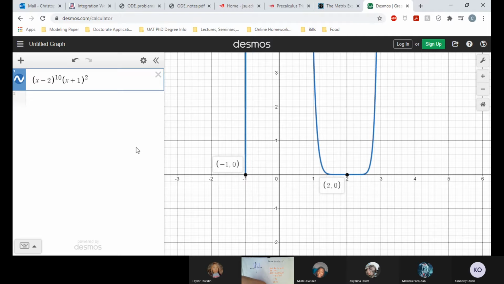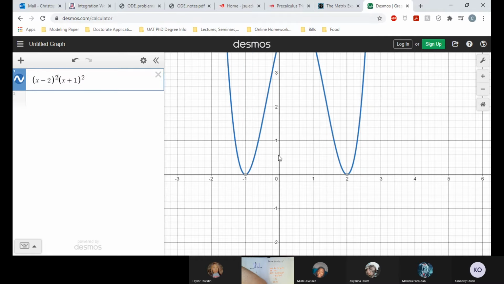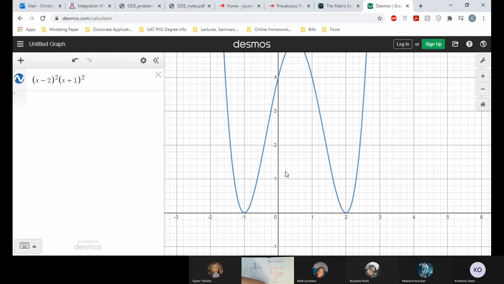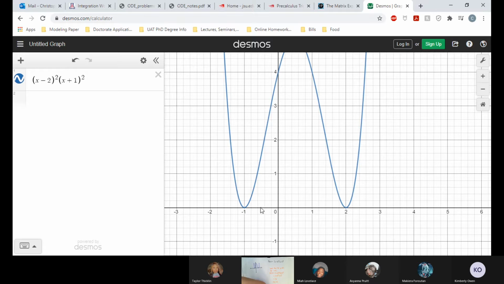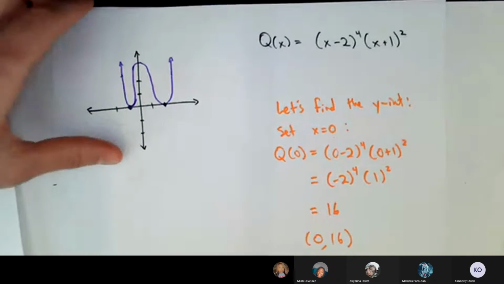But what you need to know is just that if multiplicity is even, then it bounces off of the graph. If I made these both 2, it would bounce nice and symmetrically. See, like that. That's nice. All right, but there was the actual graph. So let's now look at odd multiplicity.